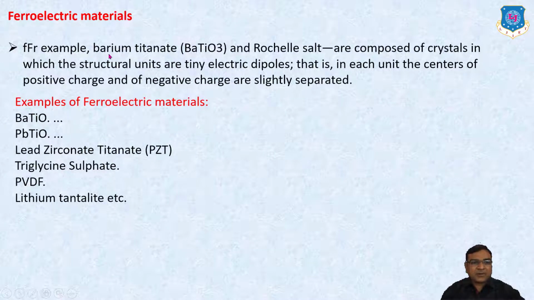Ferroelectric materials, for example barium titanate and rock salt, are composed of crystals in which the structural units are tiny electric dipoles, that is, in each unit the centers of positive charge and negative charge are slightly separated. So these are examples of ferroelectric materials.